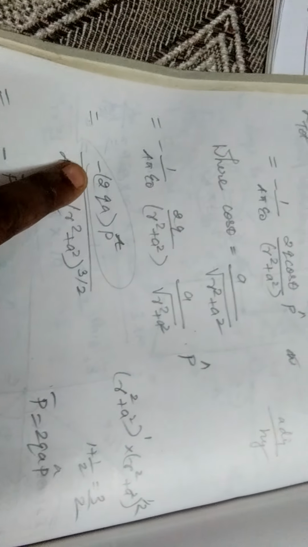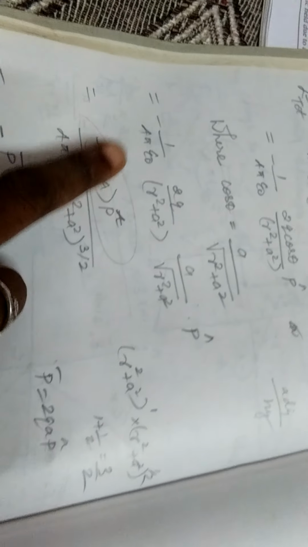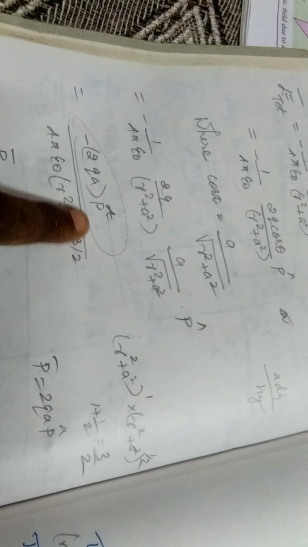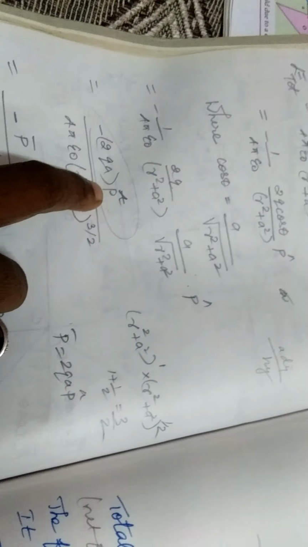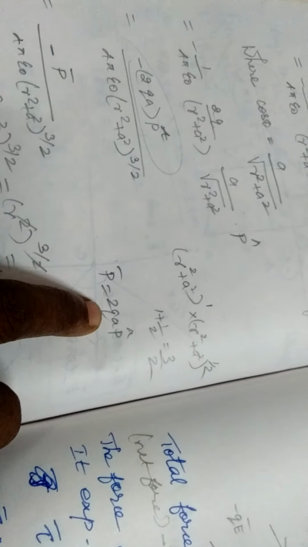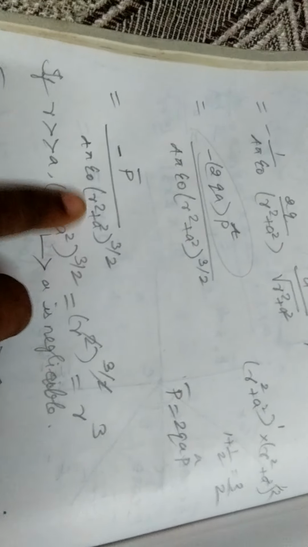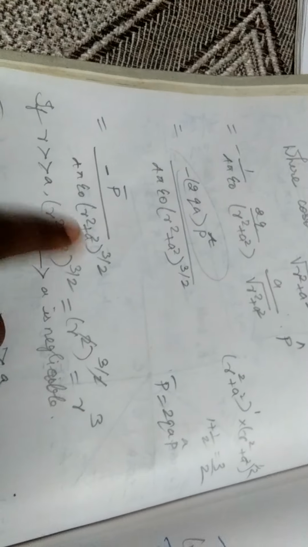So you see that minus 2q a p vector divided by 4 pi epsilon naught, r square plus a square power of 3 by 2. Now you see the 2qa, we have to write it with the p vector. The p cap and the 2qa together give the p vector, that is the dipole value. So that one we take as minus p vector divided by 4 pi epsilon naught, r square plus a square, power 3 by 2. That one you have to rearrange and write.